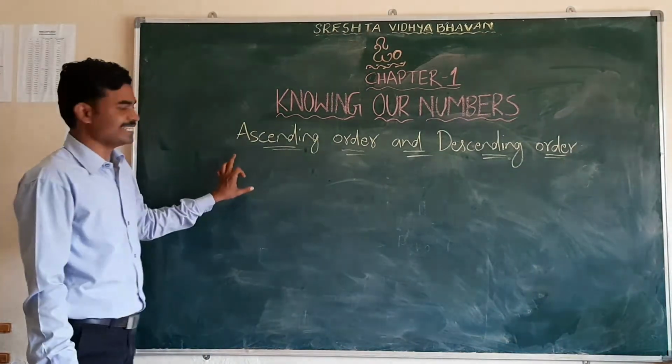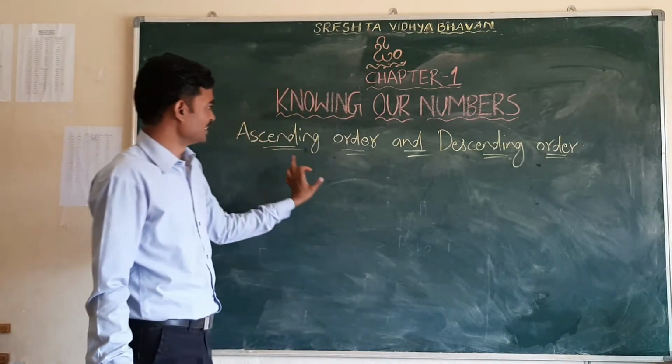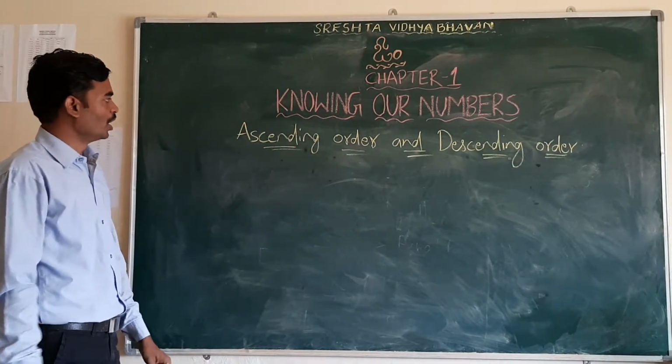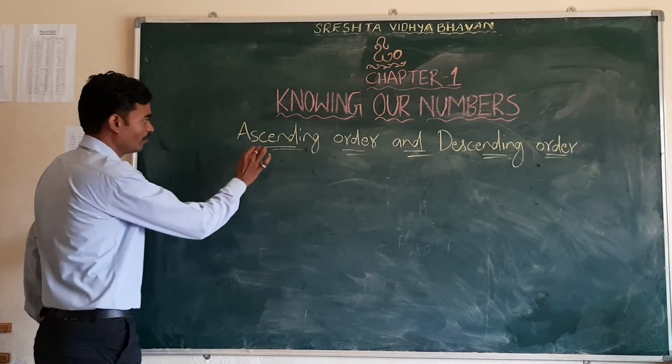The next topic is ascending order and descending order. Now we have to arrange the numbers. First of all, write the definition of ascending order.